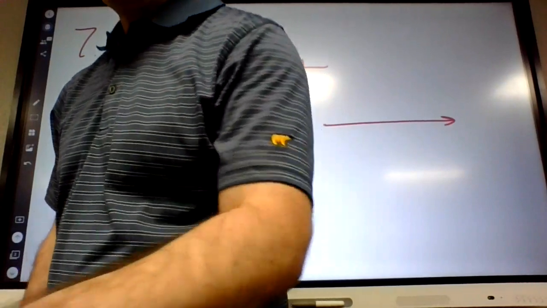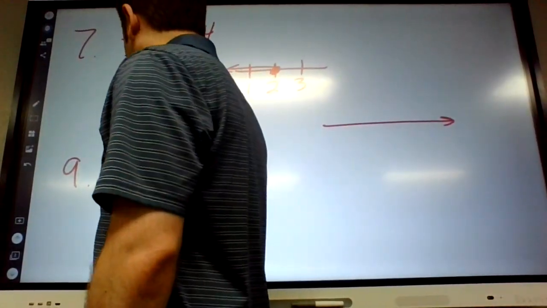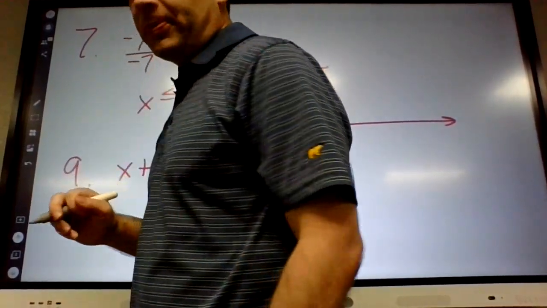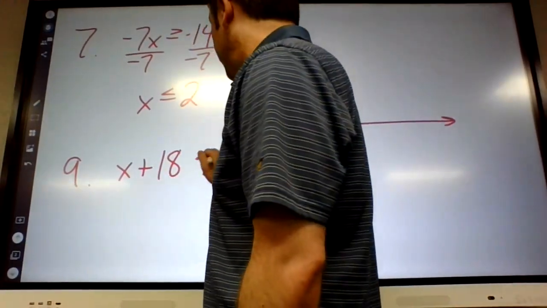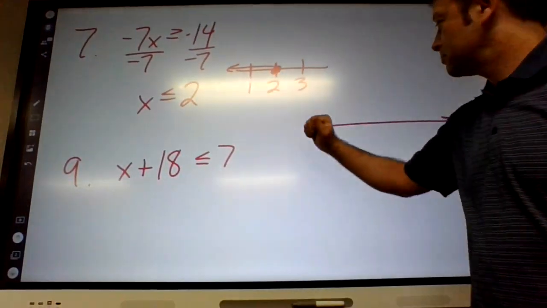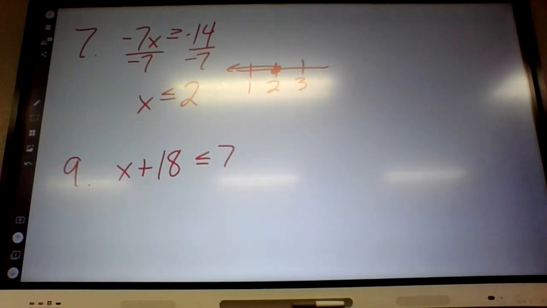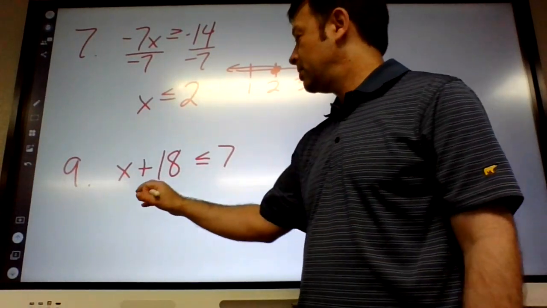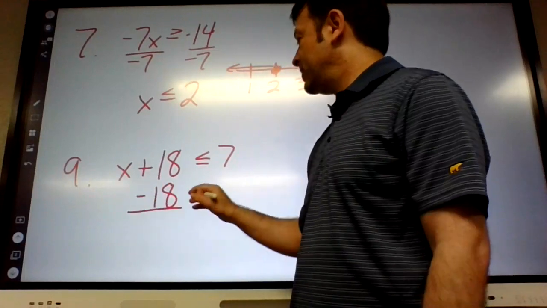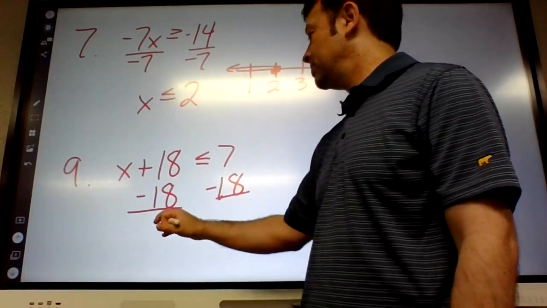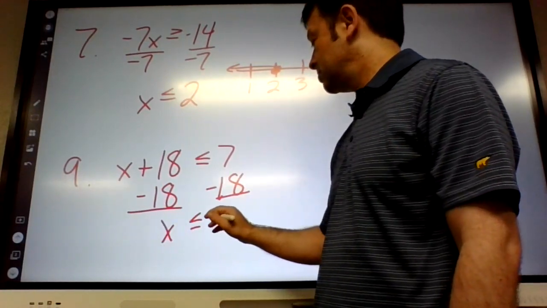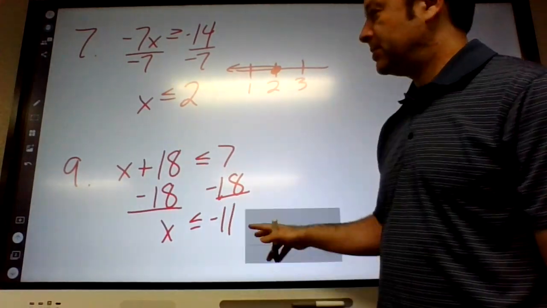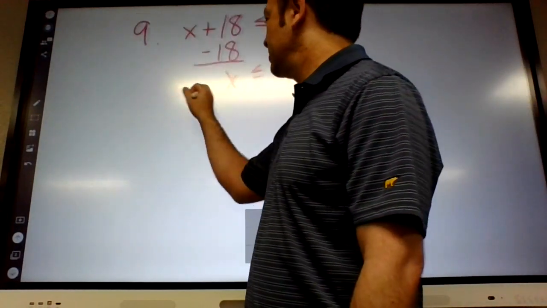Number 9. Some people are directionally challenged. x plus 18 is less than or equal to... Sophia, what should we do on 9? Subtract 18. Okay, do we have to graph these? No. So, that's it. Very short.